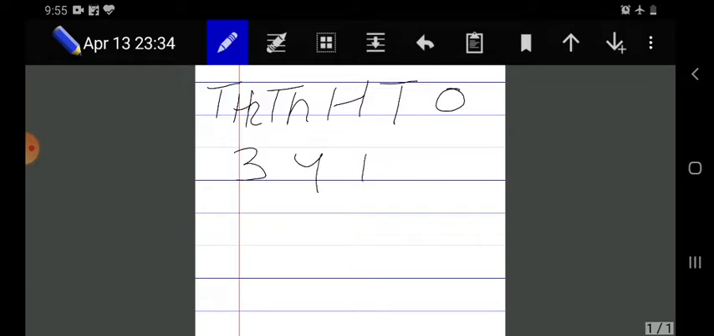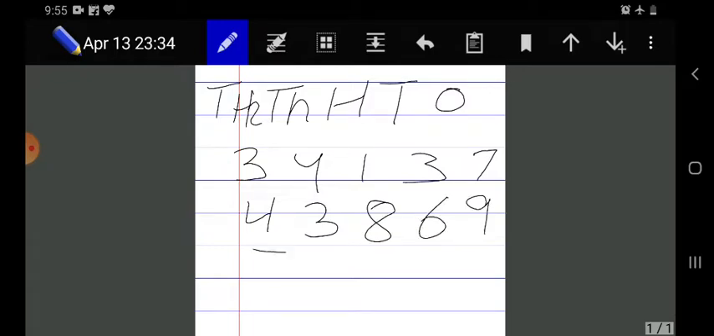Okay, so now we will do addition with 5-digit numbers: ones, tens, hundreds, thousands, ten thousands. The writing is a little bit off, but just adjust with that. The numbers are 3, 4, 1, 3, 7 and another number 4, 3, 8, 6, 9.